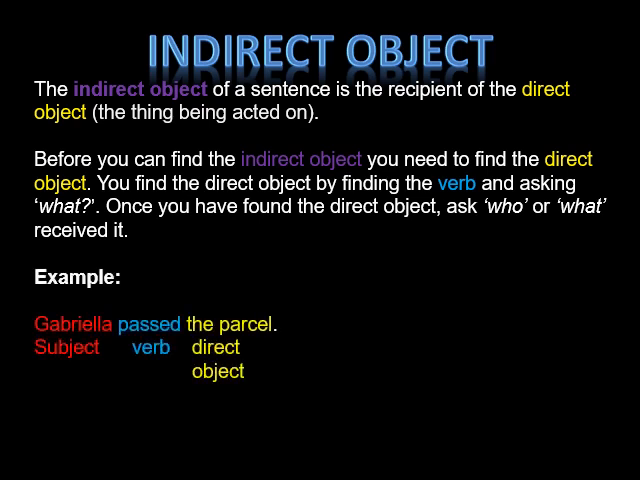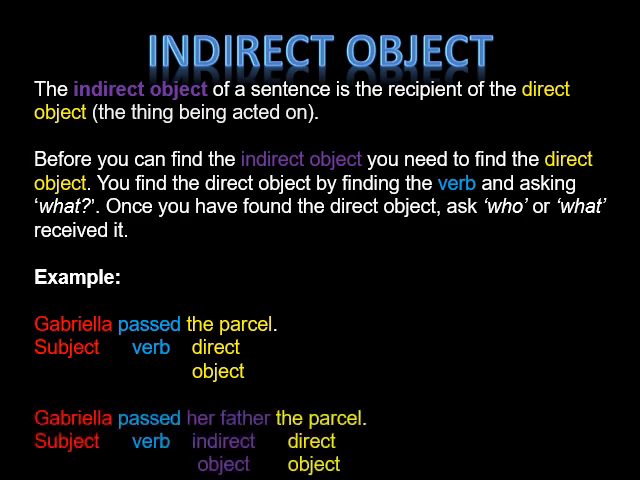So here's an example. Gabriella passed the parcel. All right, so here you would look for the verb passed. Who passed the parcel? Gabriella. So Gabriella is the subject. Gabriella passed what? The parcel. So that is your direct object.